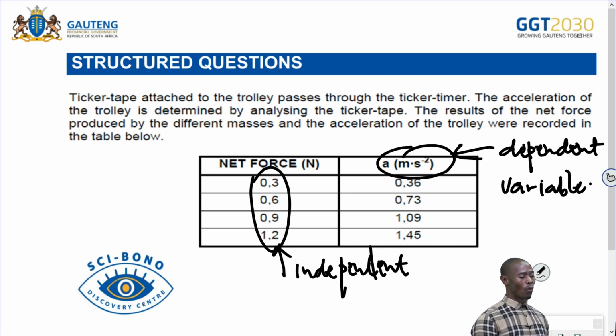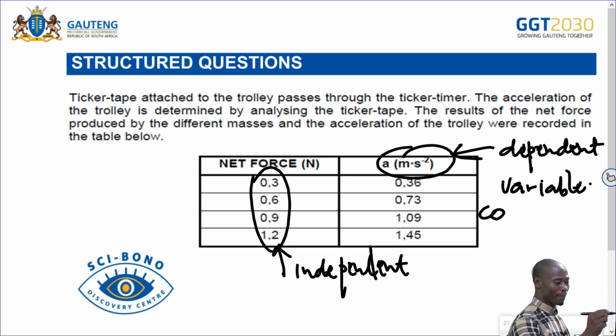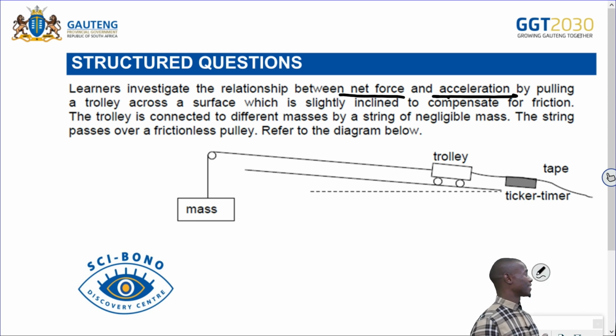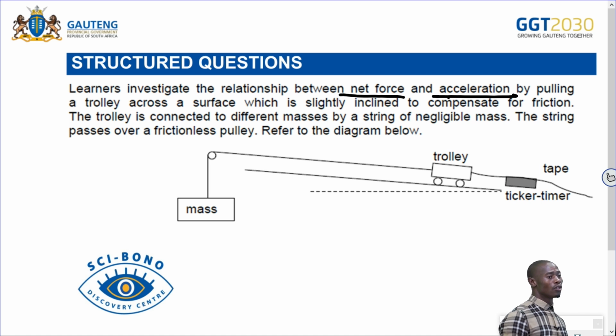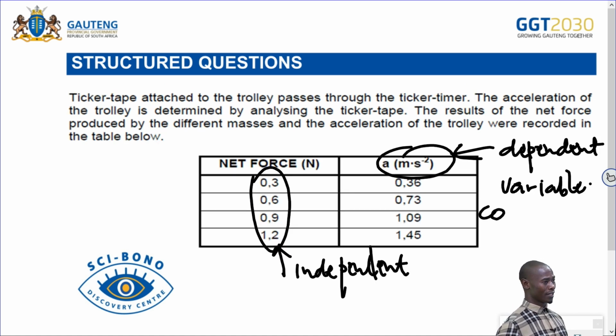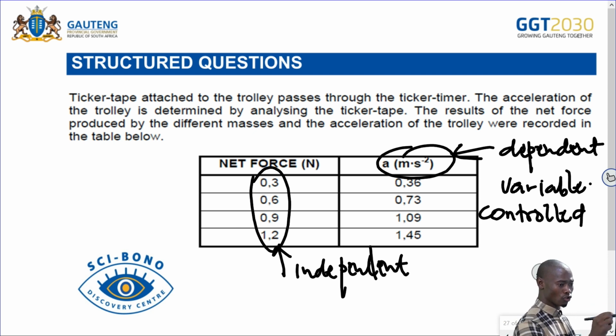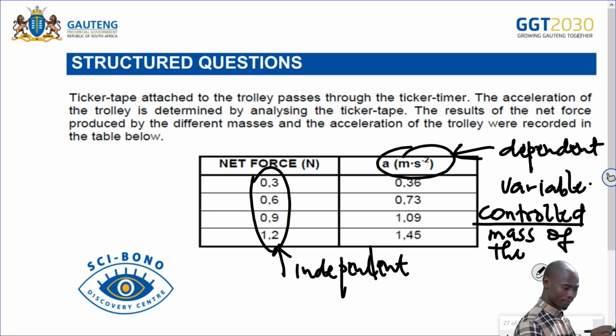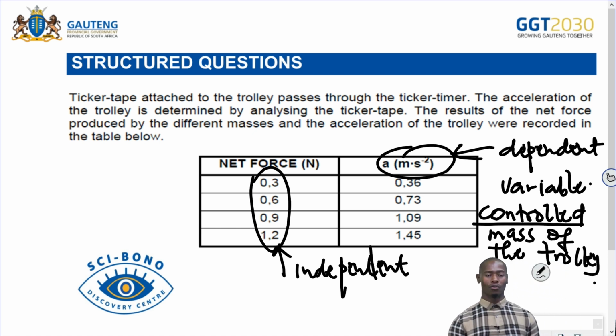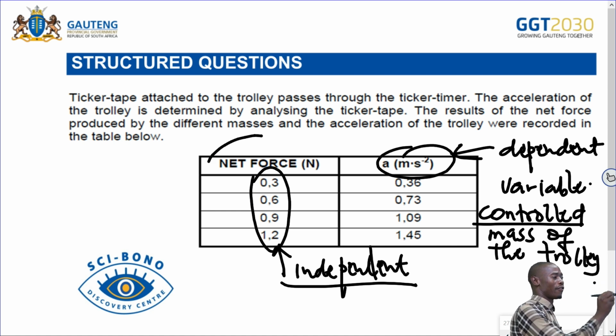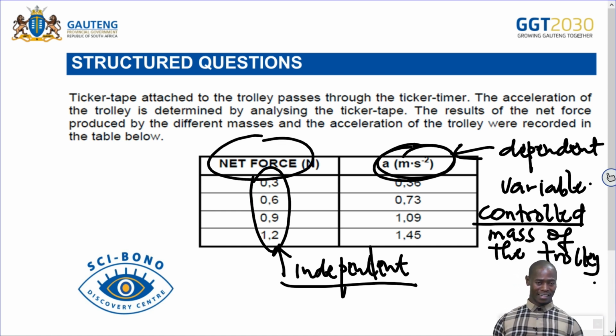So what was controlled here? Check here. Learners investigate the relationship between the net force and the acceleration by pulling a trolley across. So the acceleration of what here? It is the trolley. So what we are dealing with here is the trolley. What was kept constant, the controlled variable, is the mass of the trolley. So the mass of the trolley was kept constant. Independent variable is the net force. Dependent variable is the acceleration. All right?